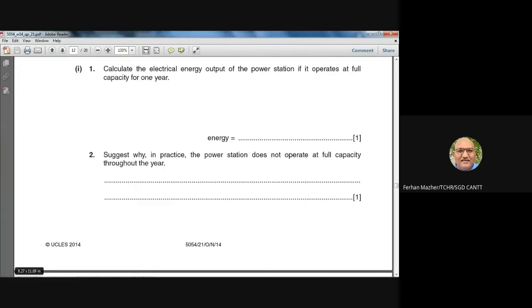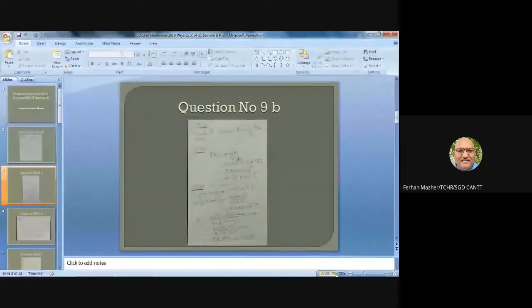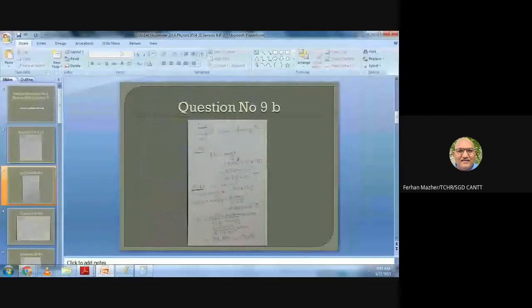I have written this answer. Let me show you my answer. Rainfall varies during the year. So this is my answer, which I have written. I doubt that this is visible to you.